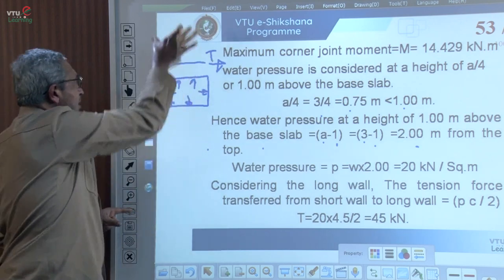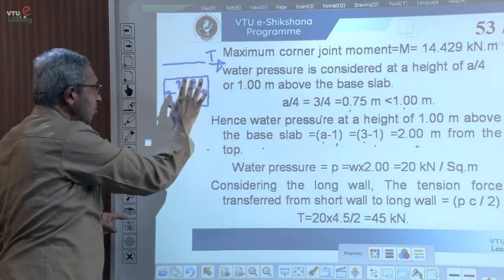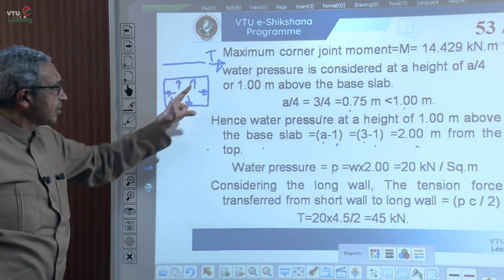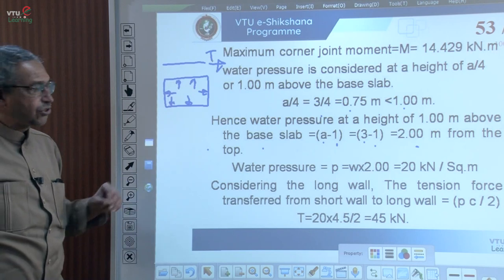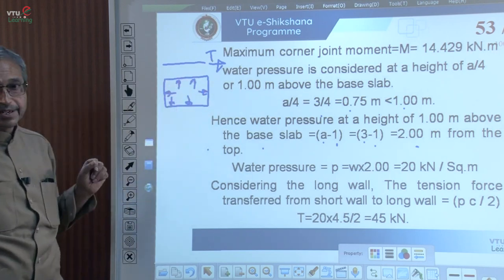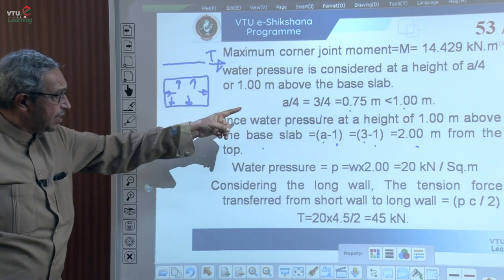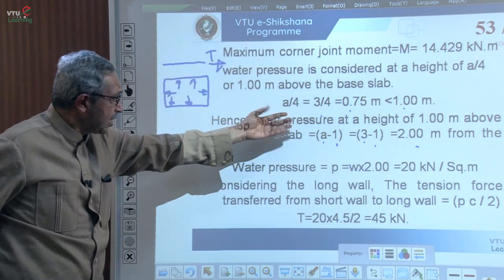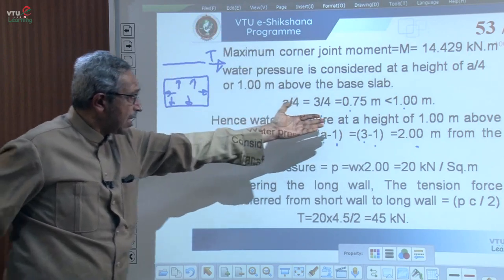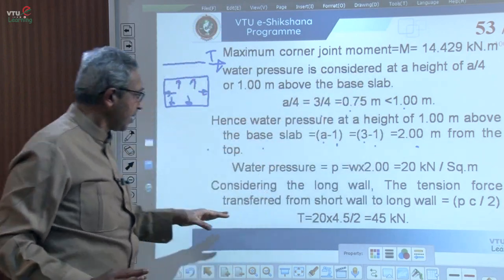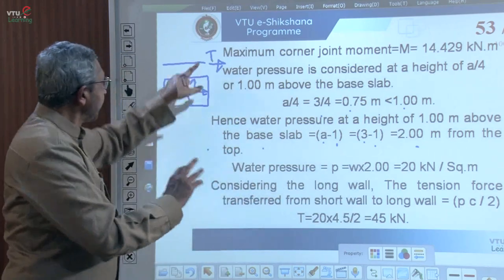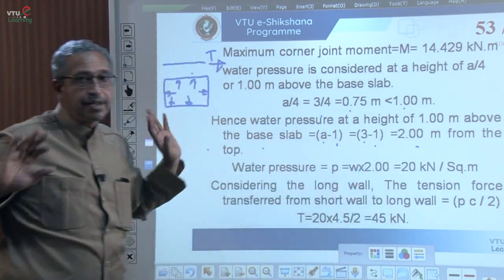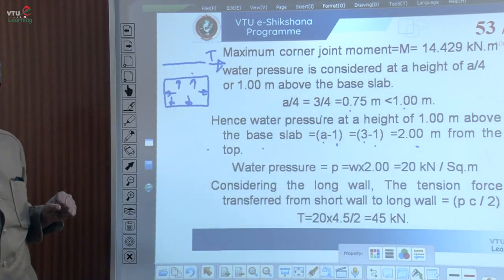Similarly, the pulling of the long wall also offers direct tension to the short wall. So these forces also need to be considered. Since it has not been mentioned, let us go from the concept wise. So this is calculated for a water pressure at a height of A by 4 or 1 meter, whichever is above from the base. So after doing this calculation, the tension force T acting on the long wall comes to 45 kilonewton.